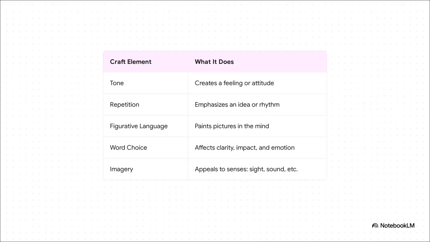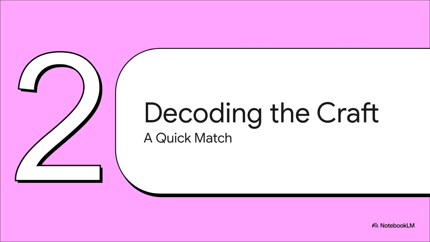Here are the big five. First, you've got tone. This is the whole vibe, you know? Is it funny, serious, suspenseful? Then there's repetition, which is all about making a point stick in your head. Figurative language is where authors get to paint pictures with words. Of course, word choice is absolutely crucial. I mean, there's a huge difference between saying someone walked into a room and saying they stormed in. And finally, imagery, which brings it all to life by hitting our senses, what we see, what we hear, what we feel.